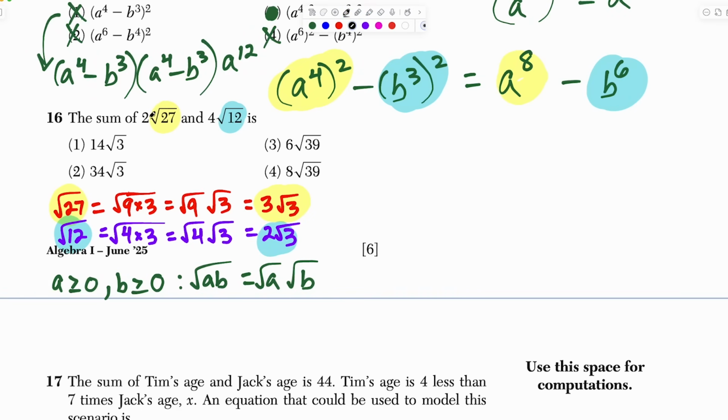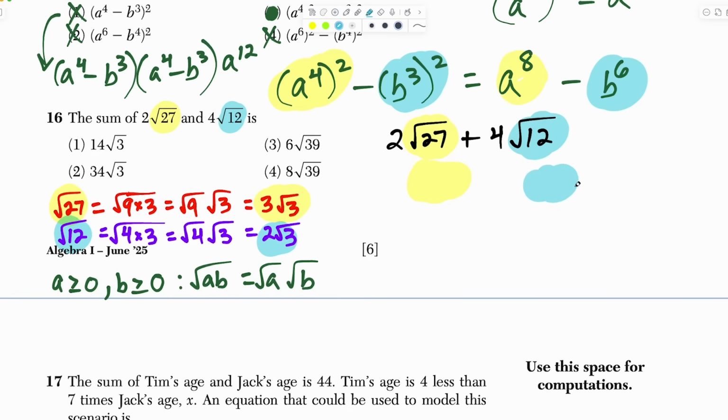So we're going to find the sum of these two numbers. We have 2 square root of 27 plus 4 square root of 12. And we simplified this earlier. So we found the square root of 27 simplified. So in the next line, I'm going to write that over here. And we also simplified the square root of 12, which in the next line, I'll write over here.